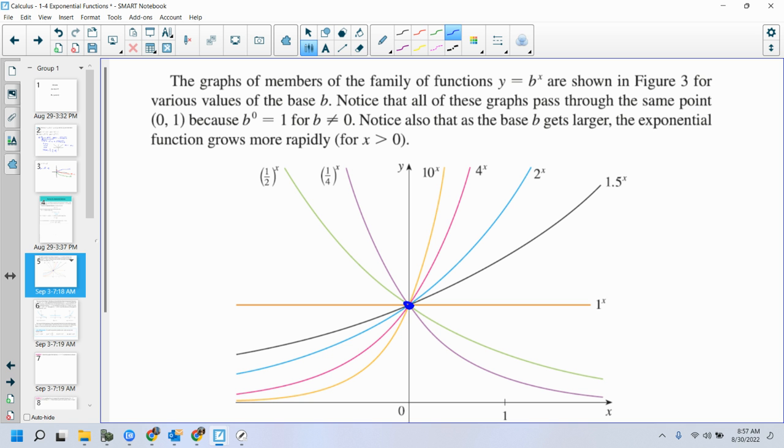Notice that all of these graphs pass through the same point, (0, 1), because b to the 0, no matter what b is, as long as it's non-zero. They do make that special point here: they say for b is not 0. It's always going to be 1. Notice also that as the base b gets larger, the exponential function grows more rapidly, like I talked about.